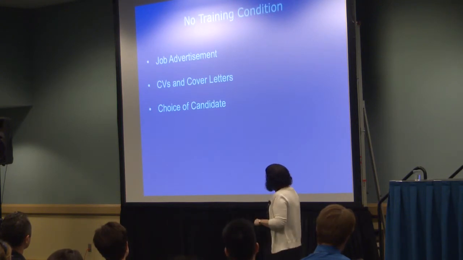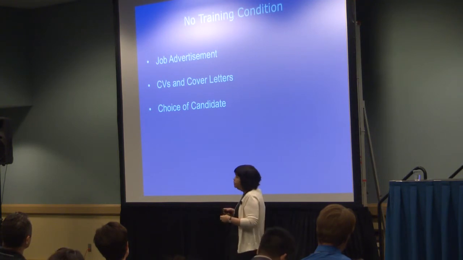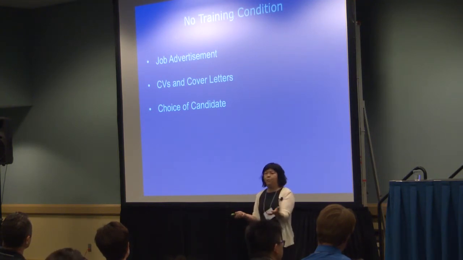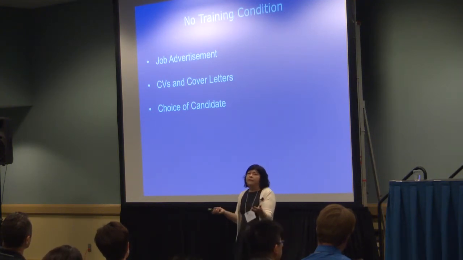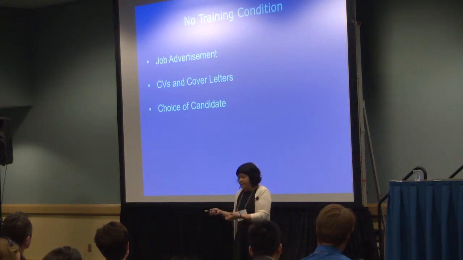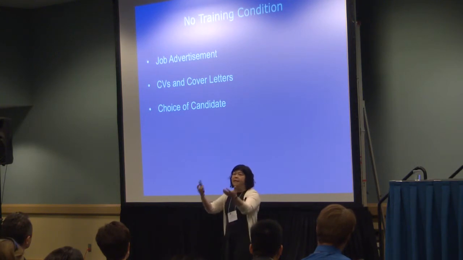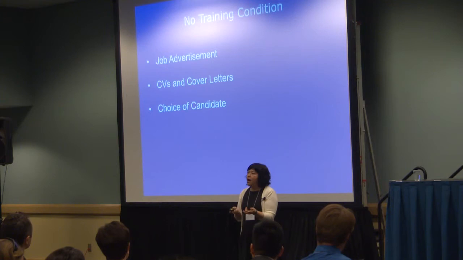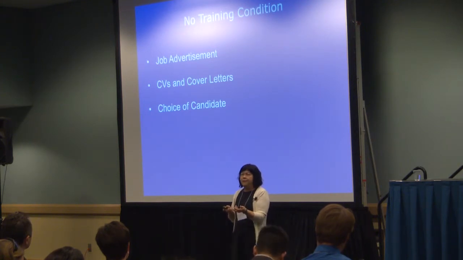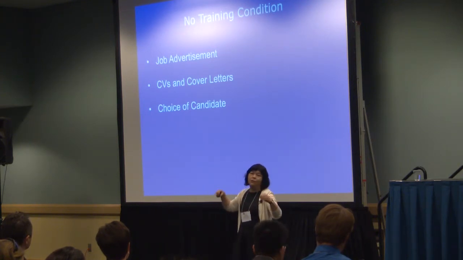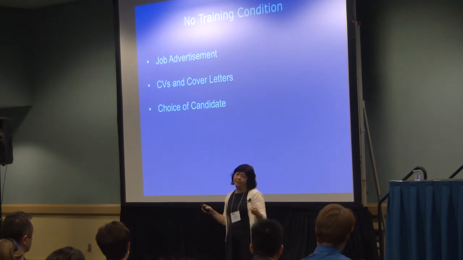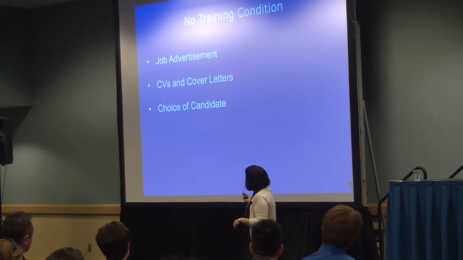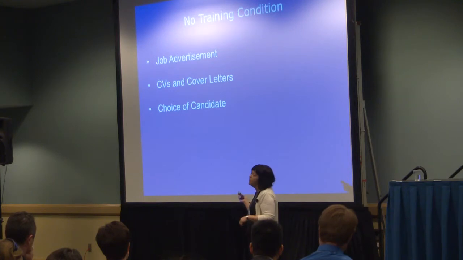So participants came into the lab, and we randomly assigned them to one of four conditions. In the no training condition, we simply gave them a real job ad from a nearby university examining hiring practices. We want to know how people make decisions in hiring. It was a real job, for a supervisor in a community of doctors who had to go in and take charge and organize things. We gave them four CVs and four cover letters.